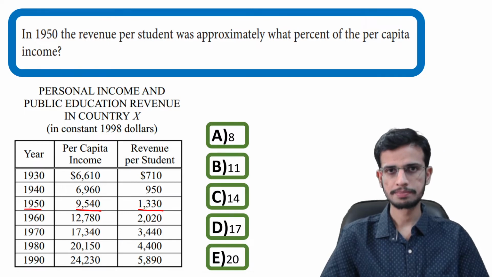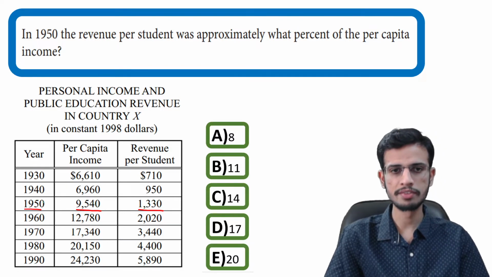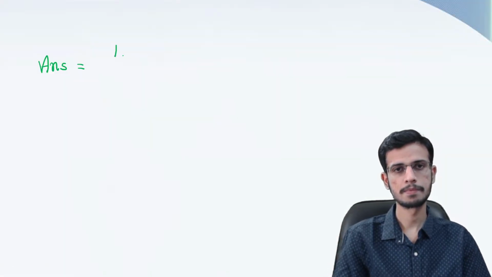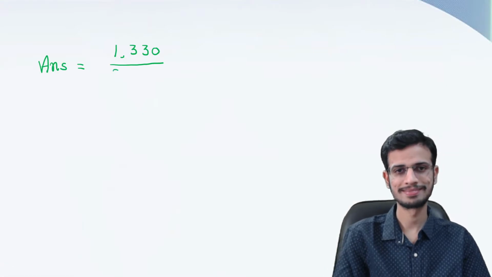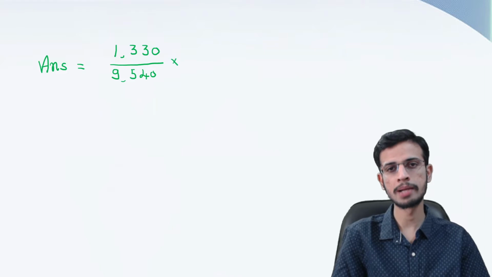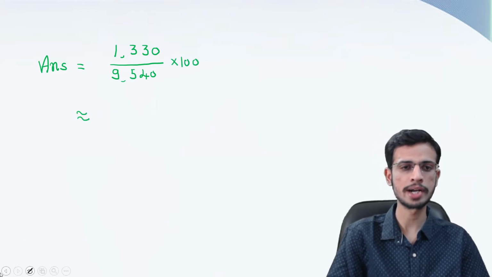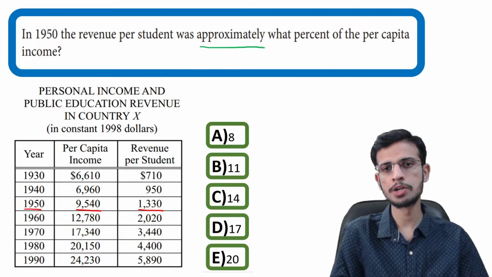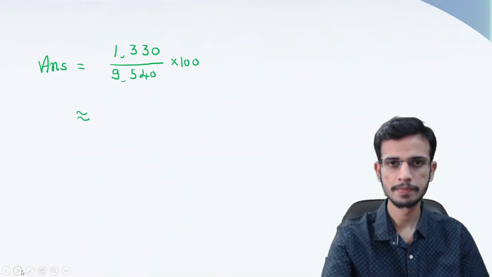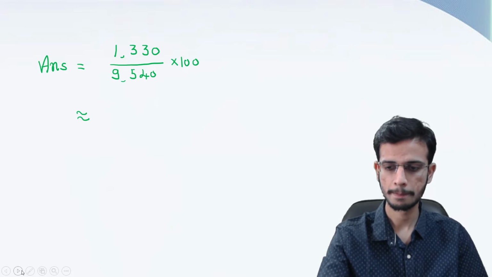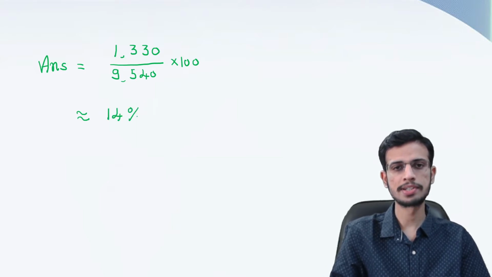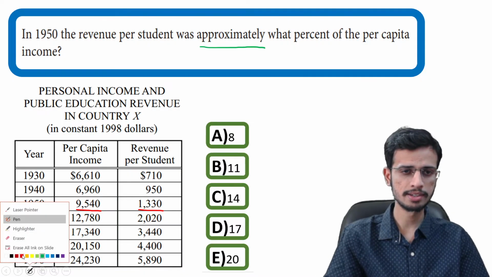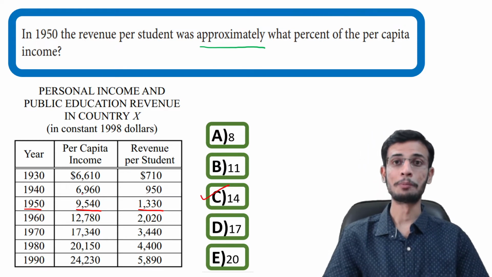Our answer will be revenue per student, right, divided by per capita income for 1950 into 100. $1,330 divided by 9,540. We have to find percentage value, so we have to multiply by 100. You can just simplify this, and we have to just find approximate value, right? Approximately. So integers are given to us. So what is this value? Yes, can use calci if you want. So it is 13.94. We'll say approximately 14%. And yes, 14% is there in your option. So for this question, correct answer will be option C, right? These questions are very easy compared to earlier topics.